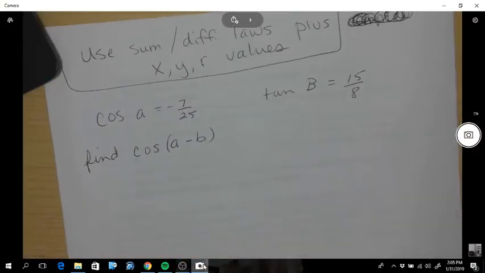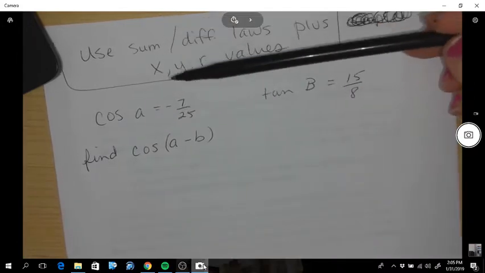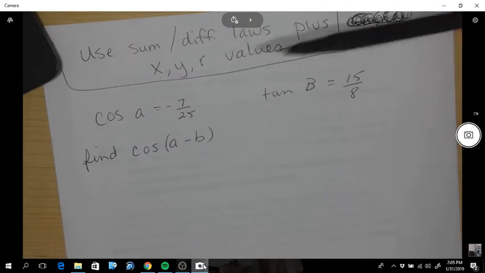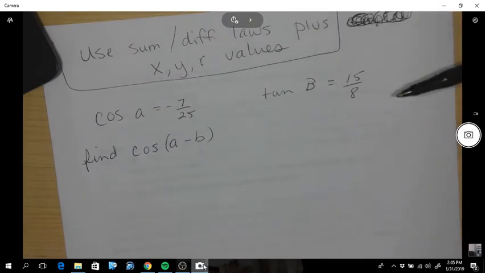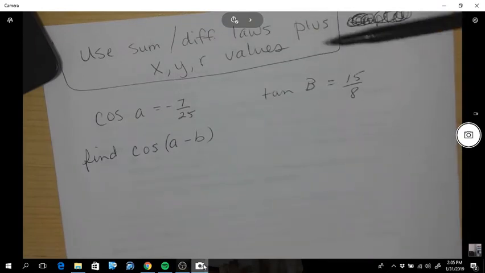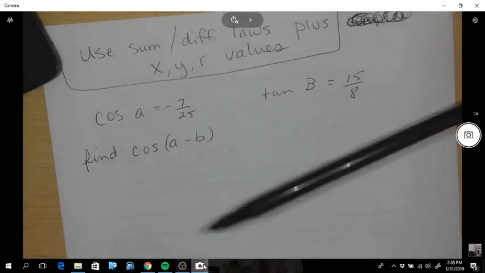Okay, we're going to continue using the sum and difference laws in trig. Plus now we're also going to be tying in our x, y, r values, so in our ratios. Okay, so first one, I'm given that the cos of A is negative 7/25 and tan of B is 15/8. Find cos(A minus B).